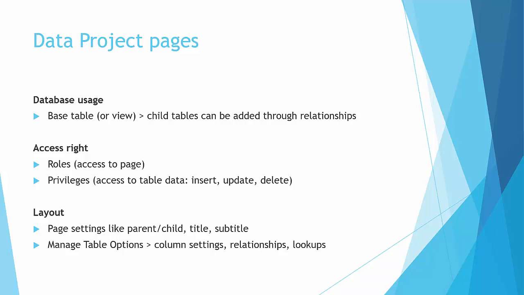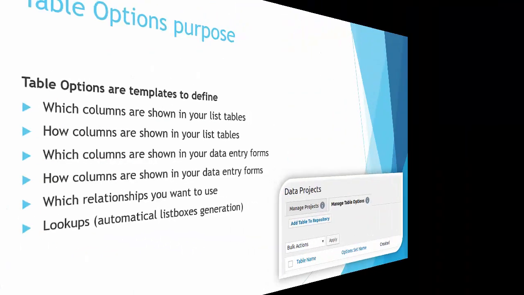You can use rules to give specific user groups access to a page, and use privileges to define what they are allowed to do and not on a page. You can also define some settings to influence the layout, like parent-child or table forms, like title and subtitle. And then you have the manage table options, where you can define column settings, relationships and lookups.